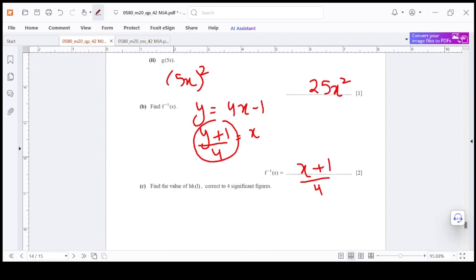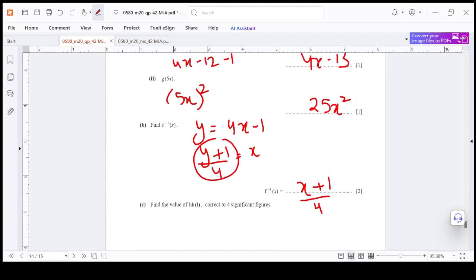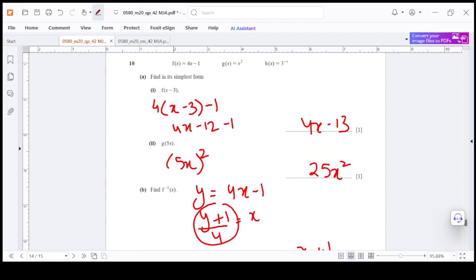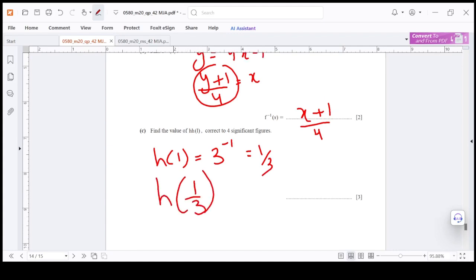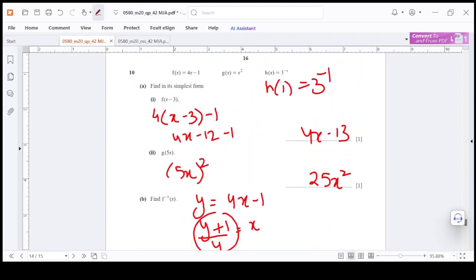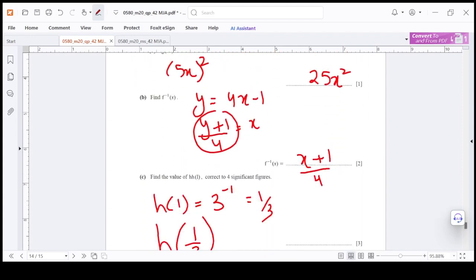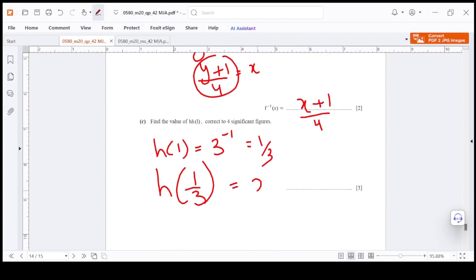Find the value of h(h(1)) correct to 4 significant figures. Okay, so h(1) is going to be this, 3 power minus 1, or 1 over 3. Now you have to input that in h again. So now you replace the x with 1 over 3. So 3 power minus 1 over 3. Enter this in the calculator.